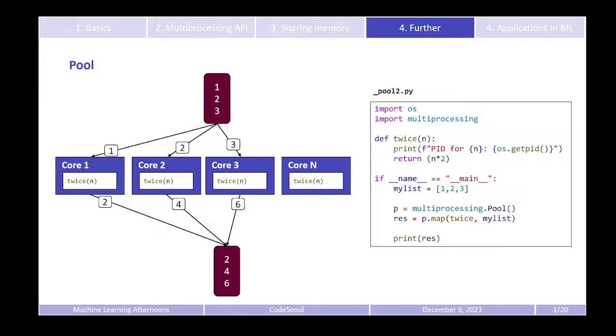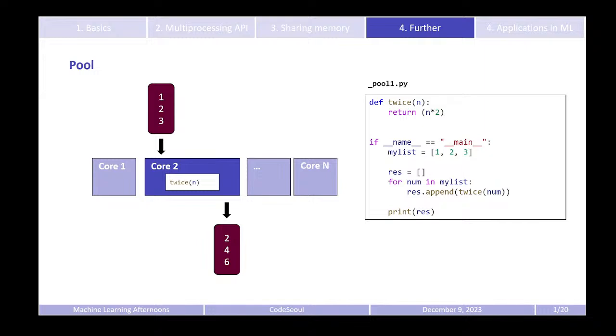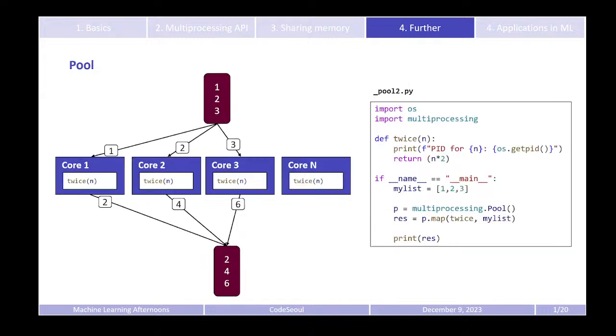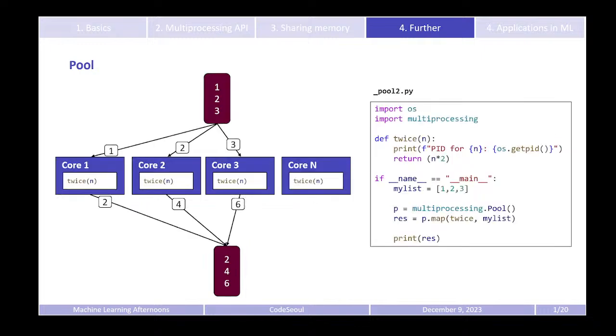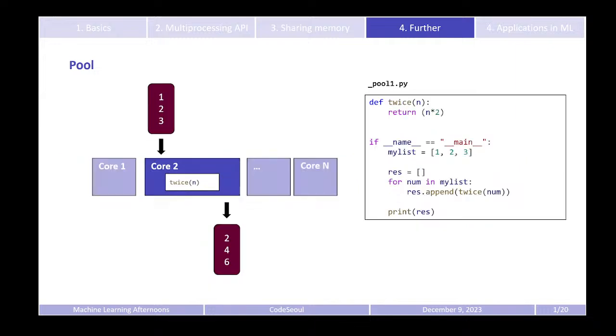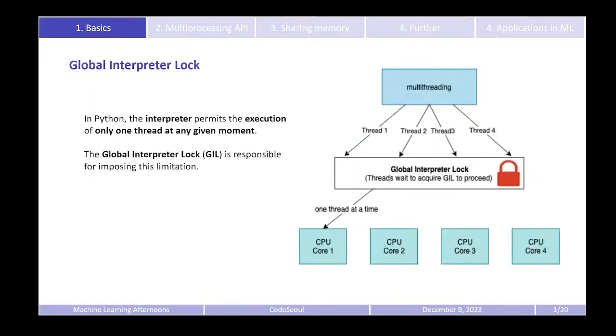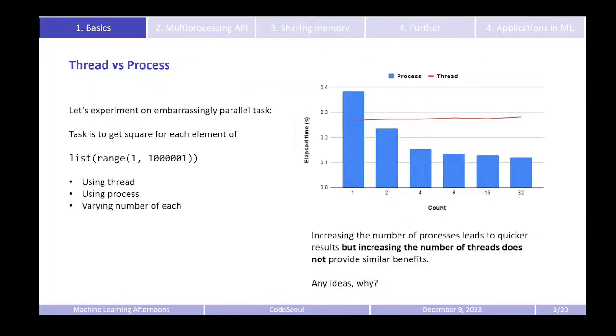And as a result, we will get 2, 4, 6. But the difference between this case and this case is that this one is serial and utilizes only one core, and here we can utilize as many as our setup allows. Here, if we go back to our diagram from here, this is how we can do it.